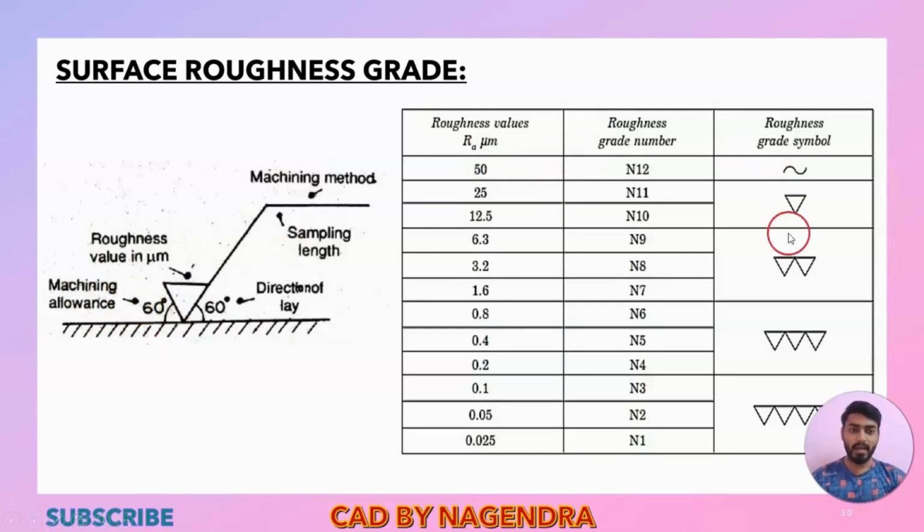So this is a standard table for surface roughness grades. For N1 we need to maintain this much, for N2 this one, for N3 this 0.1 value. So these are the standard grades. According to the machining method we are going to use, by selecting these grade numbers we need to mention how much roughness value we need to maintain.